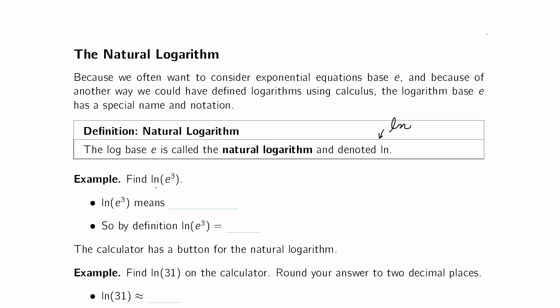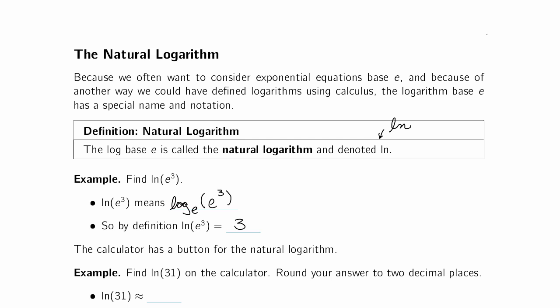If we want to find the ln of e to the third, well, ln means the log base e. So ln of e to the third means the log base e of e to the third. So that's asking the question, what power of e do I need to take to get e to the third power? And the answer is, of course, the third power.